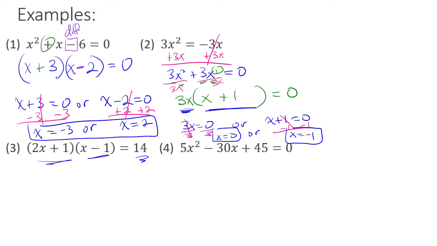And so what we need to do is FOIL this out and then move the 14 over, and then we can get one side to be 0 and go from there, okay? So I'm going to multiply 2x times x, which is 2x squared. 2x times negative 1 is negative 2x. 1 times x is 1x. And 1 times negative 1 is negative 1, okay?